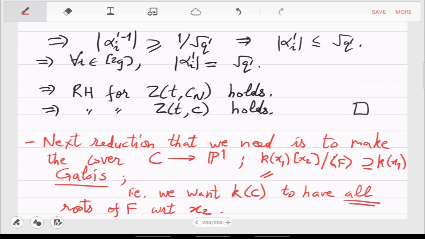Let us just think of x1 as something fixed, so we are going over the function field k(x1). That's the projective line function field. We are going above it. So above it now there are only a few x2s. Out of those few x2s right now we have only one. I want all of them. So I have to go to a bigger extension, and that is called a Galois cover of the line. So we want Kc to have all roots of f with respect to x2, thinking of x1 as fixed.